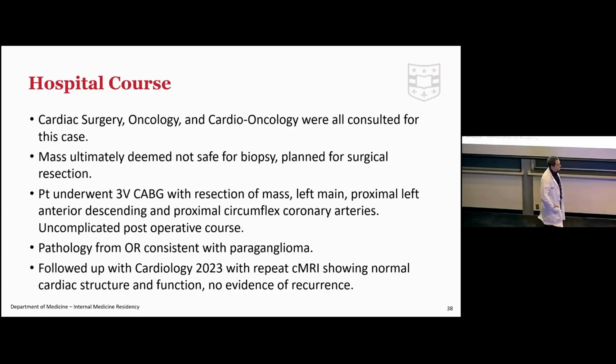And then the patient ended up following up with cardiology in 2023 with a repeat cardiac MRI showing normal cardiac structure and function and no evidence of recurrence. But this was a difficult case, and we certainly appreciate you going through your clinical reasoning and learned a bunch about approach to cardiac mass and chest pain and shortness of breath and how to narrow your differential. So if we all can give a hand for Dr. Mitchell.